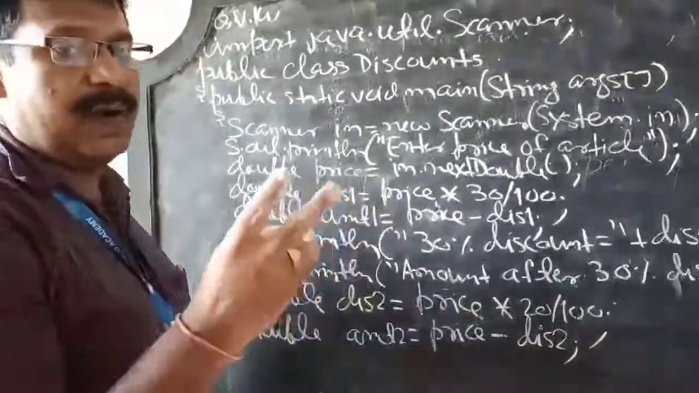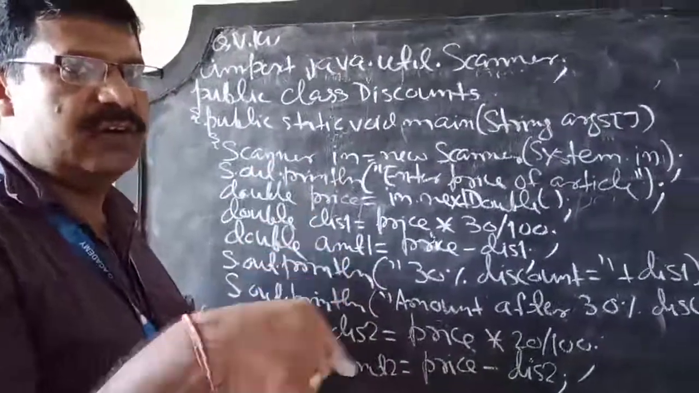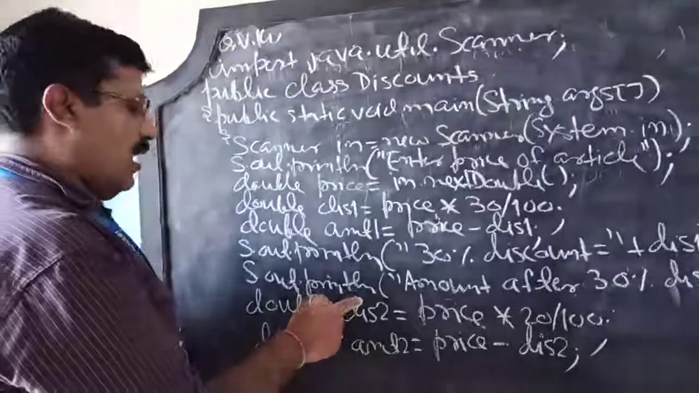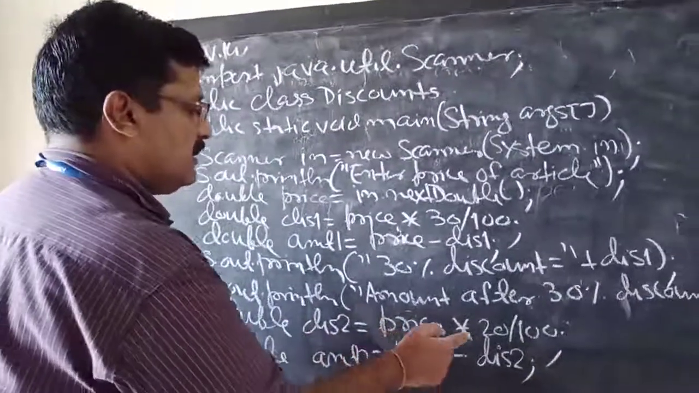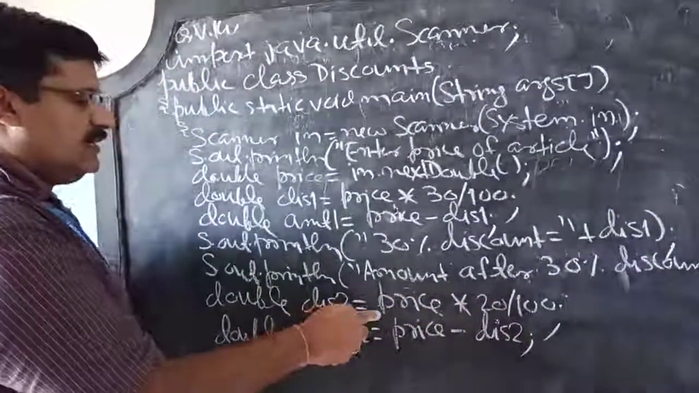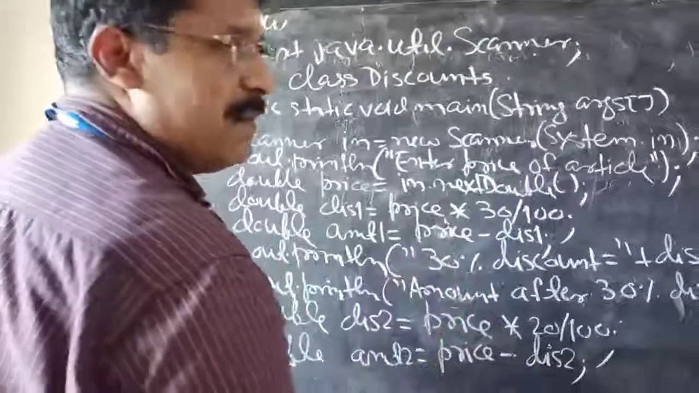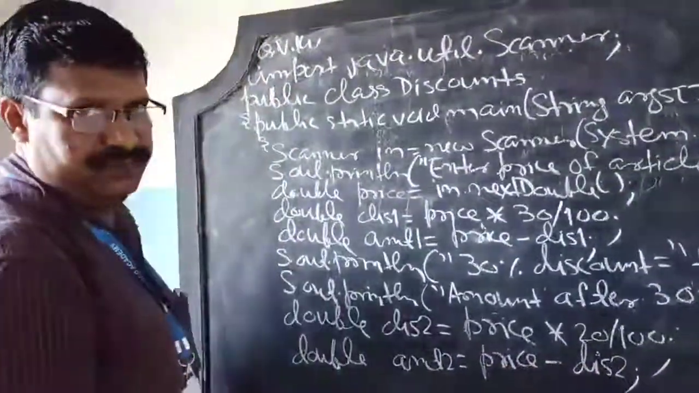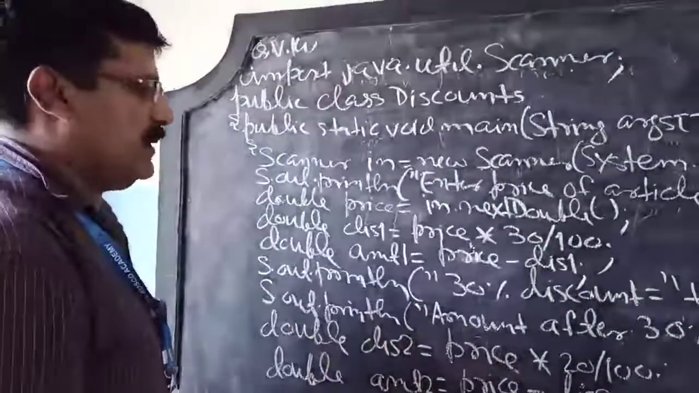The second shopkeeper gives two successive discounts, first 20% and then on the remaining amount 10%. So double discount2 = price * 20 / 100. This is the first discount of the second shopkeeper, that is 20% of the price. The amount to be paid will be price minus discount2, that is the 20%.